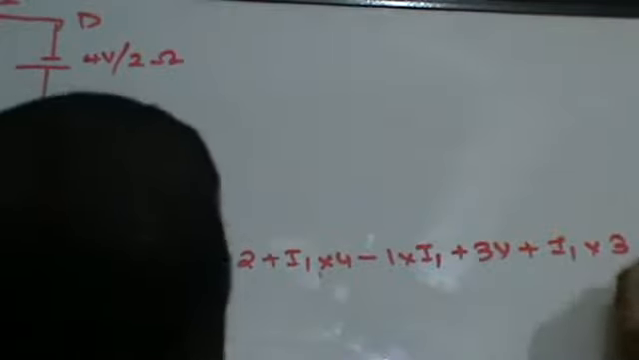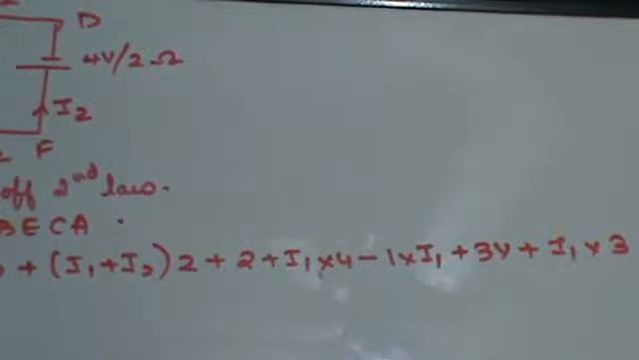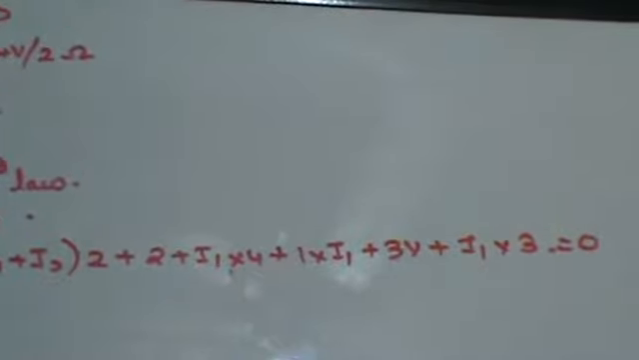Shouldn't that be positive? Which one? Minus 1 into I1. Entering the node, I said positive, okay. My mistake, I must have written negative. Current is entering the node, therefore it is going to be positive, okay.